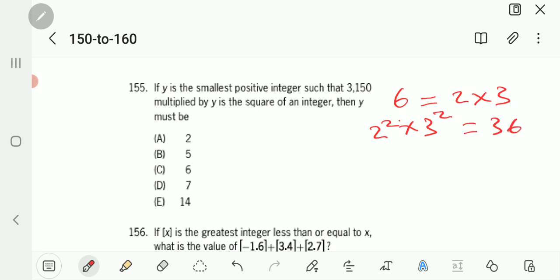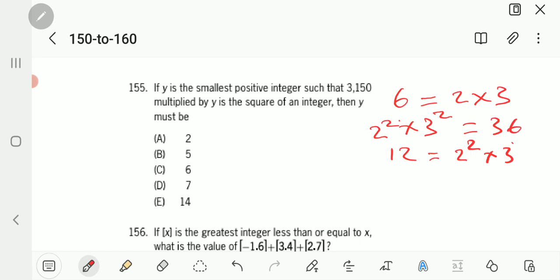Or let's say what we are going to multiply 6 by to make it a perfect square is another 6. But let's say something like 12. What will you multiply 12 by to make it a perfect square? 12 is already 2 squared times 3. So we need an extra 3. It means that to make 12 a perfect square, we just need to multiply it by 3.